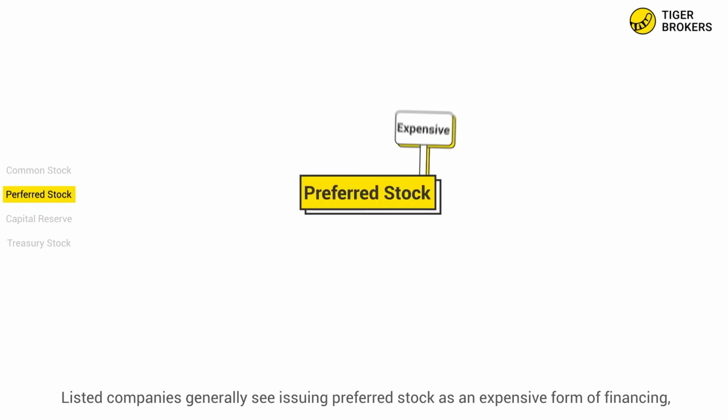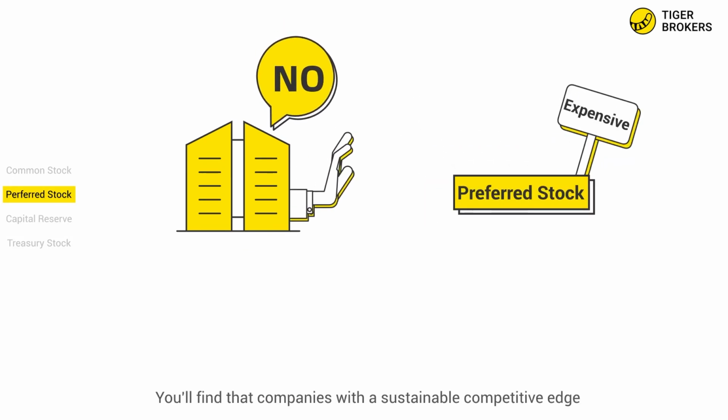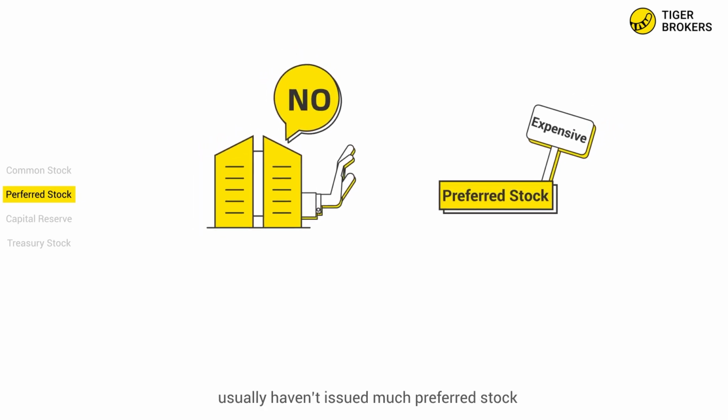Listed companies generally see issuing preferred stock as an expensive form of financing. So good companies generally don't do it. You'll find that companies with a sustainable competitive edge usually haven't issued much preferred stock.